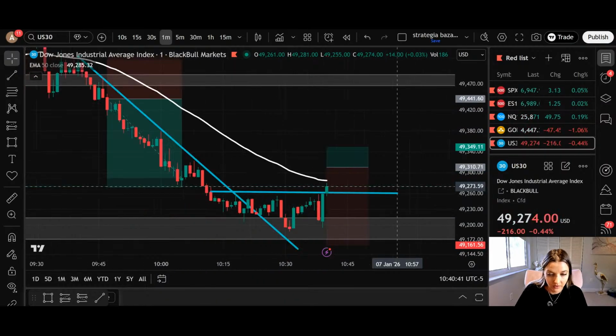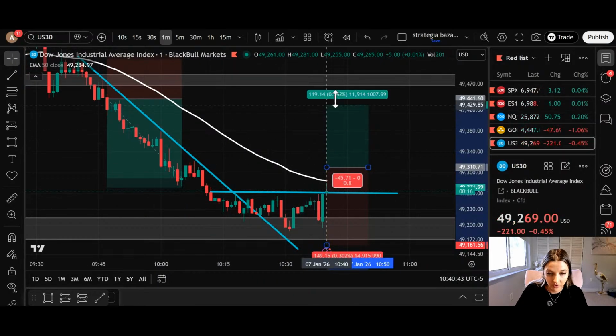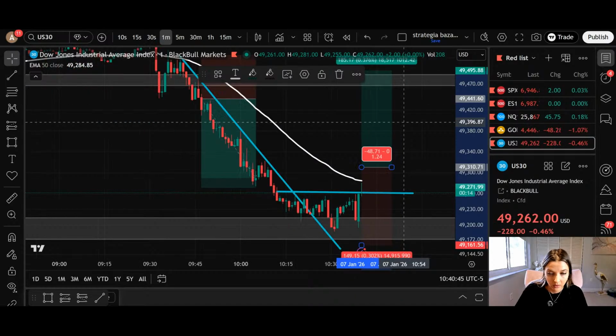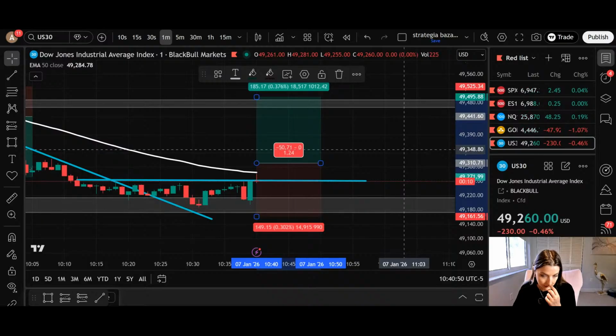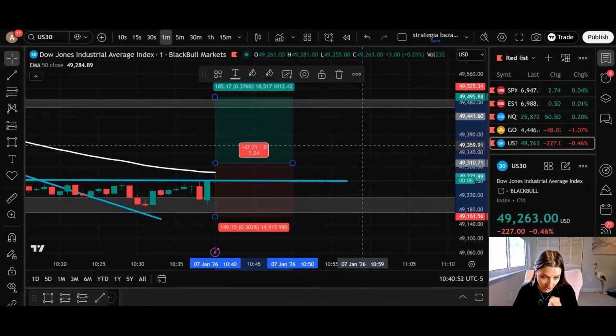Stop loss is kind of, because I think it's just gonna go till here. So I need to adjust the stop loss. Yeah.